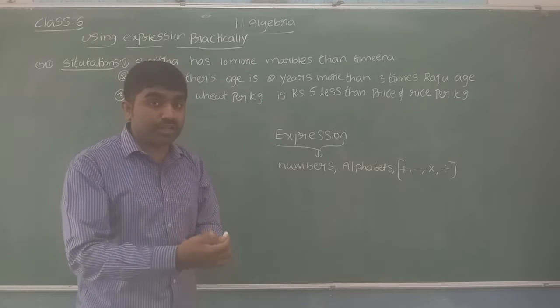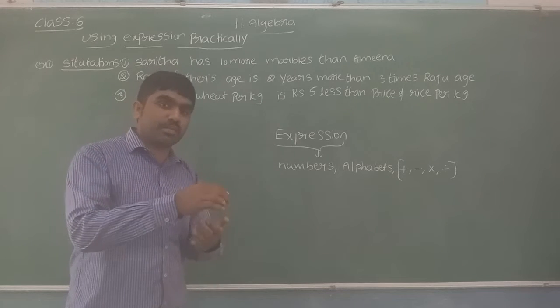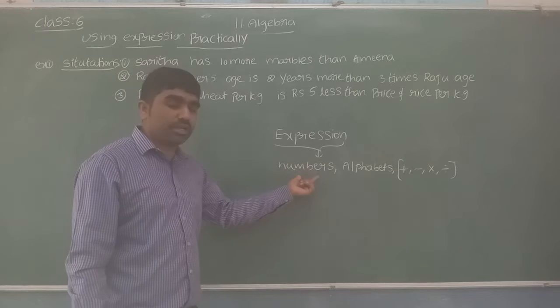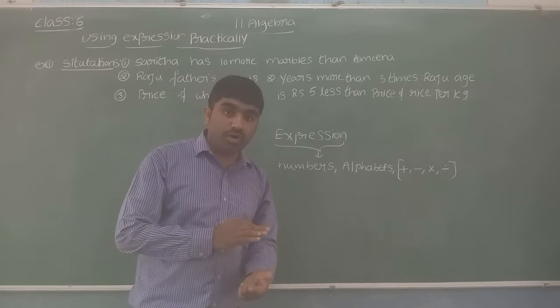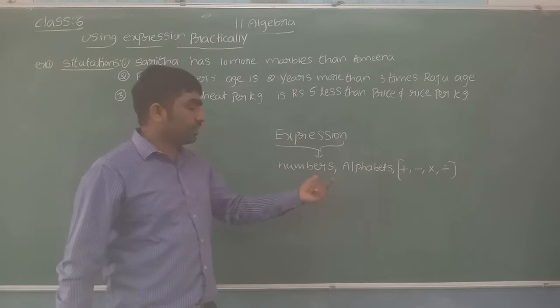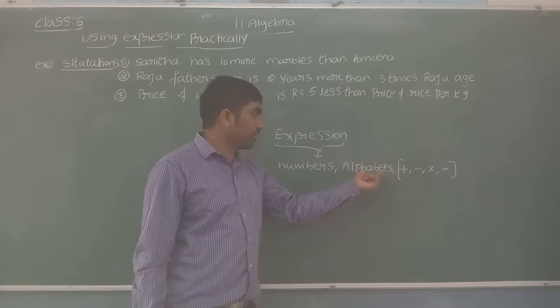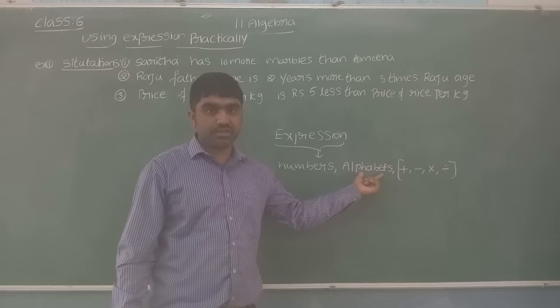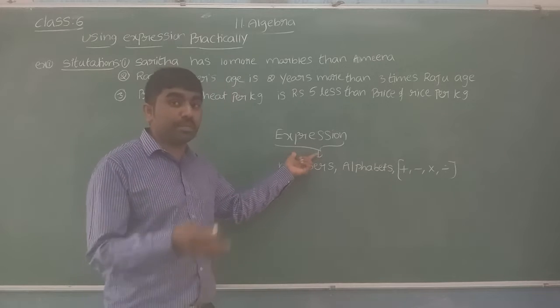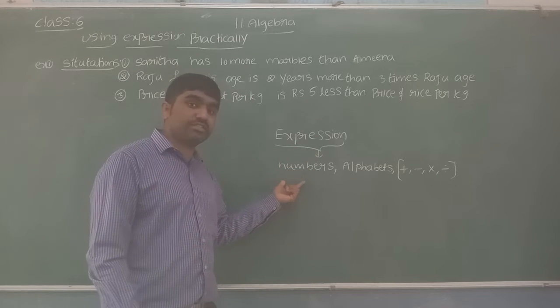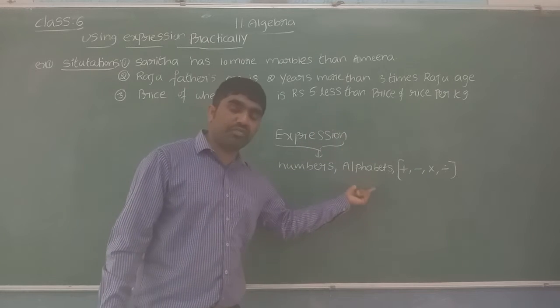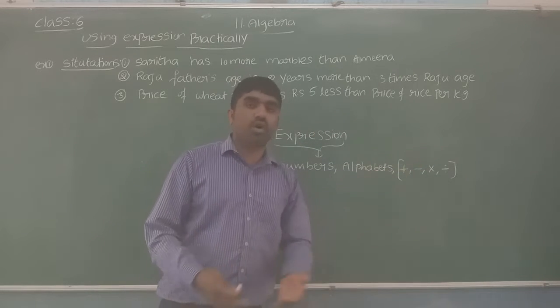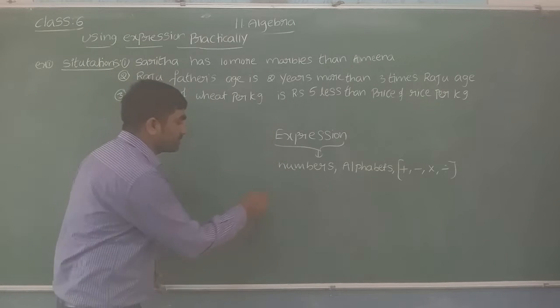Here constants are nothing but fixed values. We can represent the constants by using numbers. Variables are nothing but there is no fixed value, and to represent the variables we can use the alphabets. So this expression is made up of constants, I mean numbers, variables, I mean alphabets, and these operations. Let us see some examples.